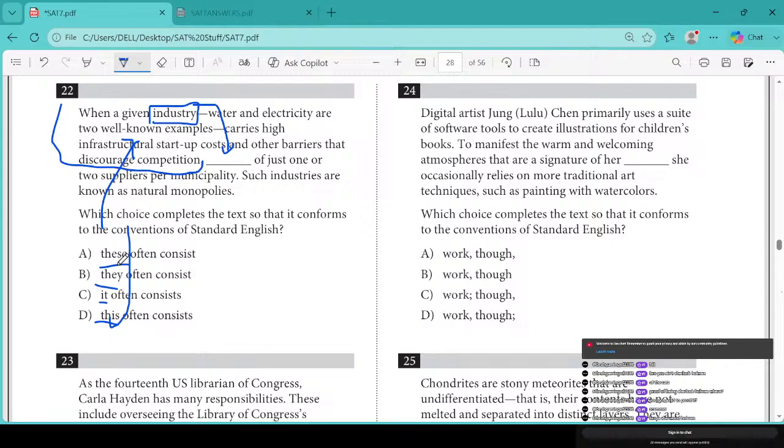So I don't think it will be these or they or this. My reasoning is it describes industry the best because these and they are plural, and this is very vague because you have an entire dependent clause in front of it. So the answer would be C.